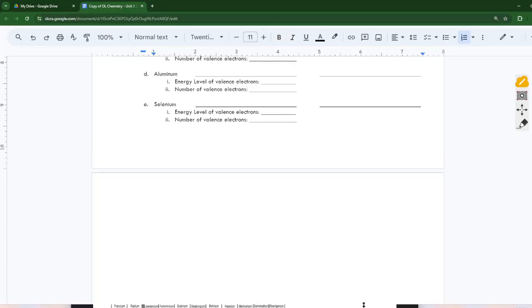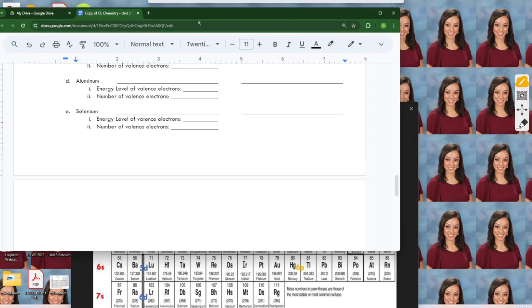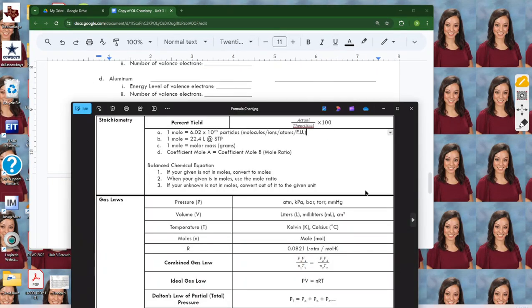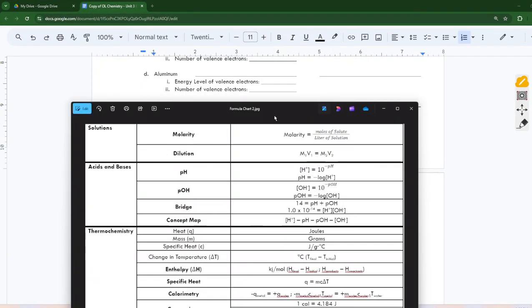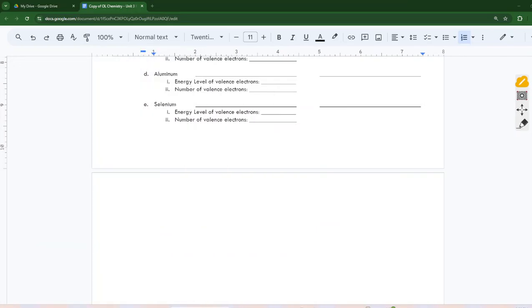Man, I lost my periodic table. There it is. That's my beautiful wife. I like to have her as my background. Okay, let me get everything back again.